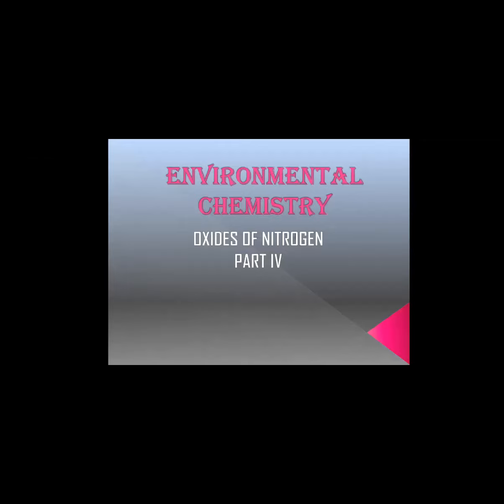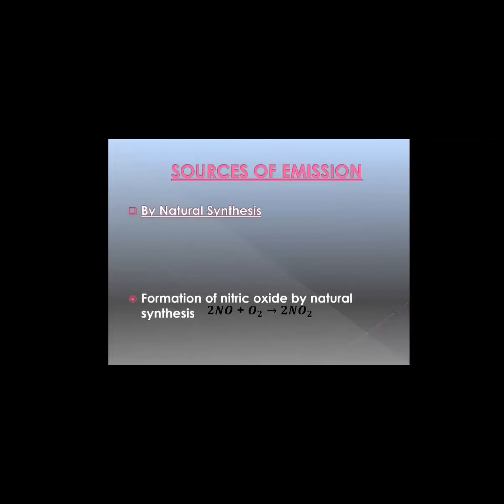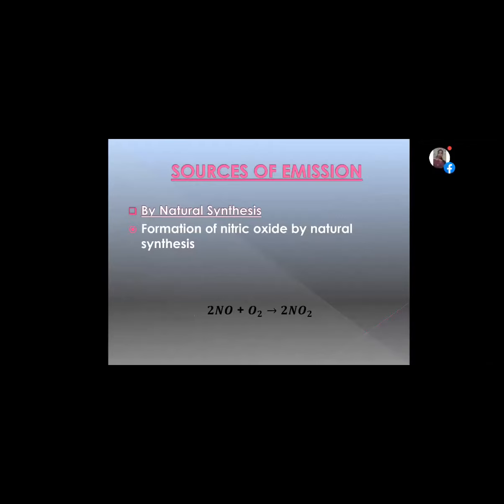All right, so we start off. We are now going to discuss oxides of nitrogen, and how they are responsible for environmental pollution. We begin with the first point, and that is the sources of emission. The first one is natural synthesis, which involves the formation of nitric oxide. When I talk about natural synthesis, I'm talking about lightning and thunderstorms.